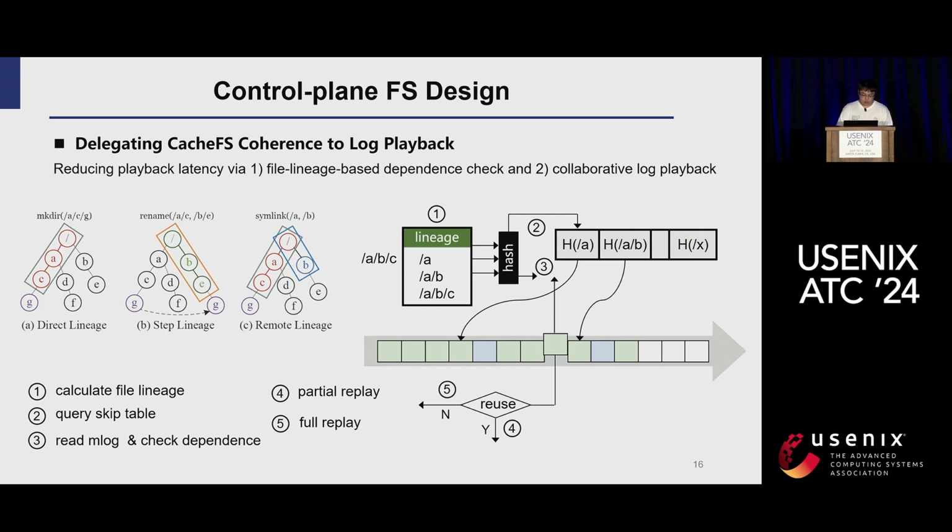This diagram shows the log playback procedure. For a file path, we calculate its file lineage and query the skip table to determine the start and the end position of this log playback. Then we read those mlogs one by one and check their dependency. Finally, if this mlog has been replayed before, we can directly use the result. Otherwise, we perform a full log replay.